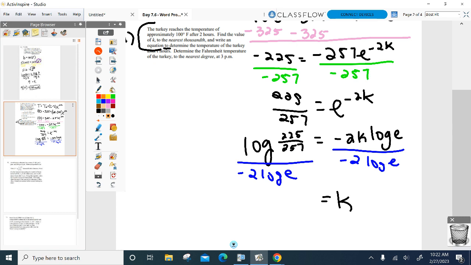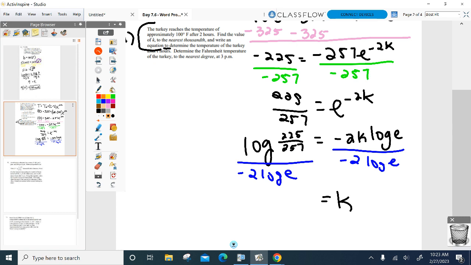What's up? I get an error when I do log e. What? Yeah. Oh, yeah. That's because it's negative. You're putting a negative, but it's a positive 225 over 257. All right. Yeah, that's what I thought.